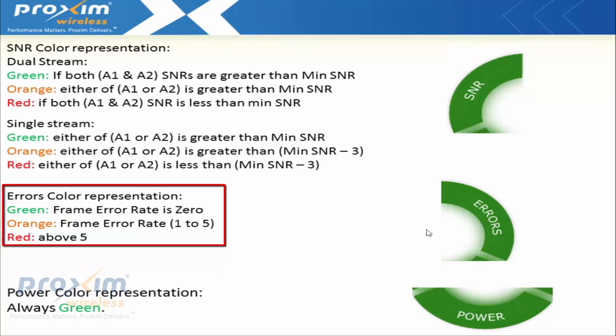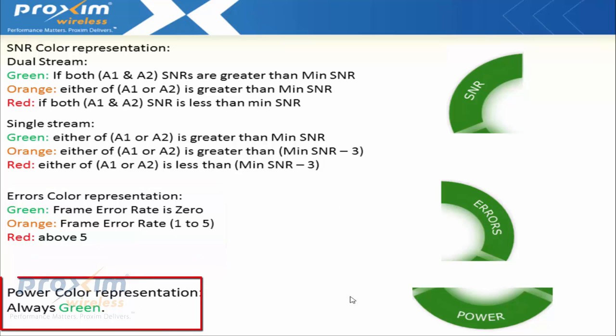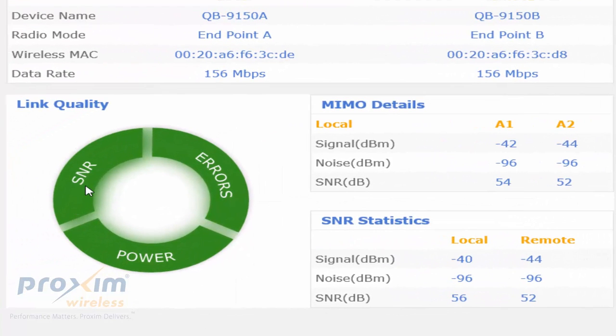Down here for the errors, okay, green is we have the frame rate. Error rate is 0. Frame rate is 1 to 5, and then it's above 5. So if you accumulate a lot of errors, this is going to turn red and change. And then the power just always stays green. Okay, so let's look at SNR.